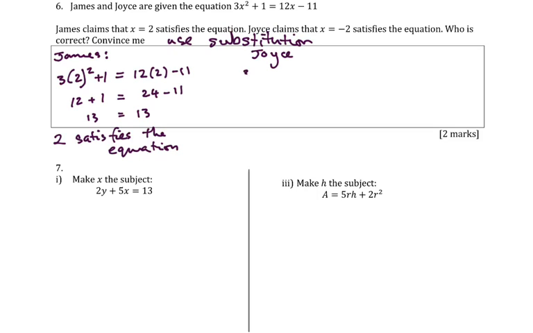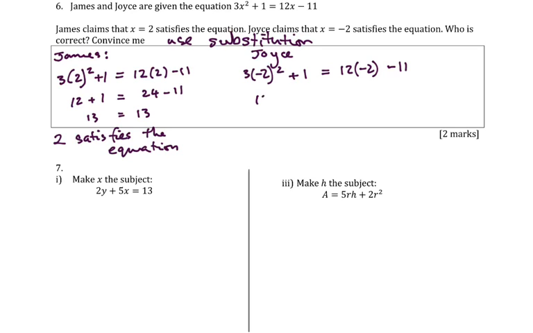So Joyce claims that negative 2 satisfies the equation, so let's substitute it in. So notice how I'm using brackets to substitute. When we have these brackets, it makes the negative symbol clear in the order of operations. So here we do negative 2 squared, so negative 2 times negative 2, and then we multiply it by 3. If you don't have the brackets, it's not clear what you're squaring. Here it's very clear I'm squaring negative 2, which means it's negative 2 times negative 2.